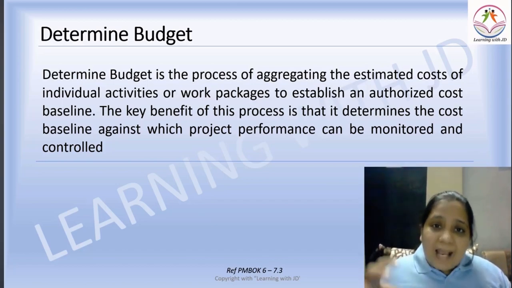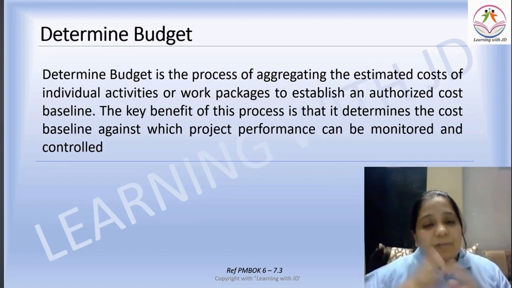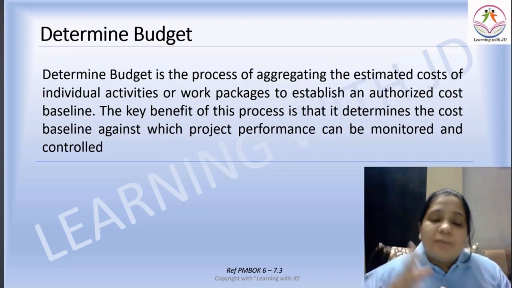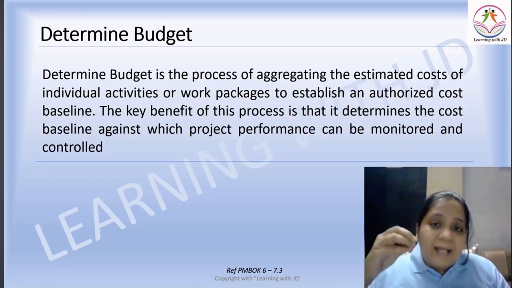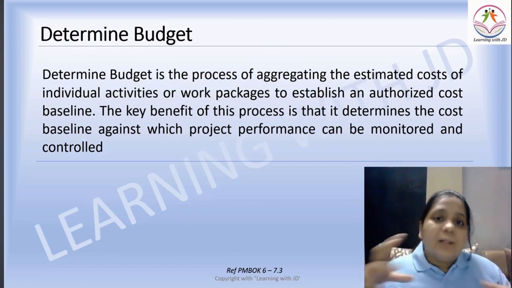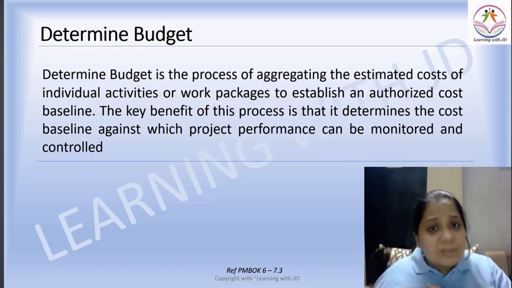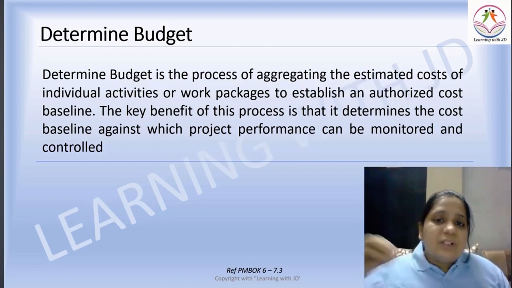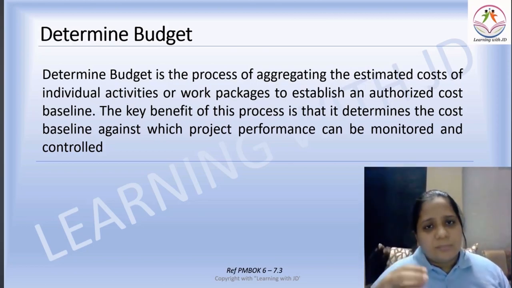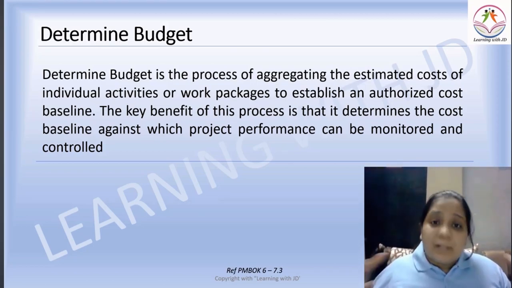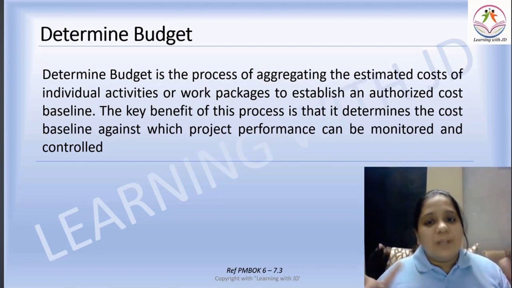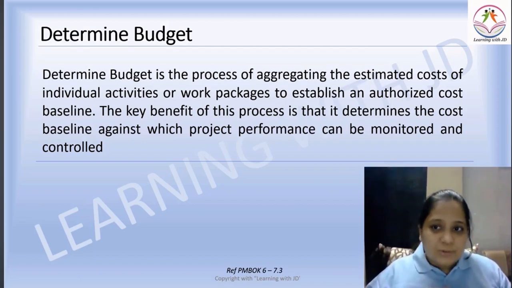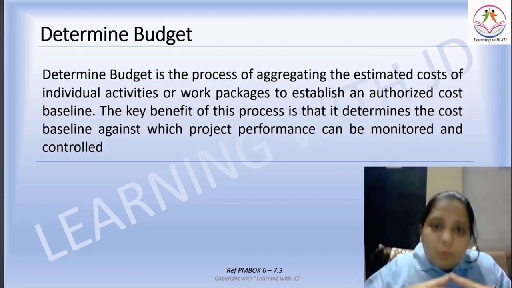It's a process of aggregating the estimated cost of individual activities. If you saw in the previous video, we estimated the cost at an activity level, not at a project level. Now there are various activities involved, right? For each of these activities, we tried to find out what our estimated cost will be. But to find out what the entire budget of the project is, we have to aggregate all these costs at an overall level.